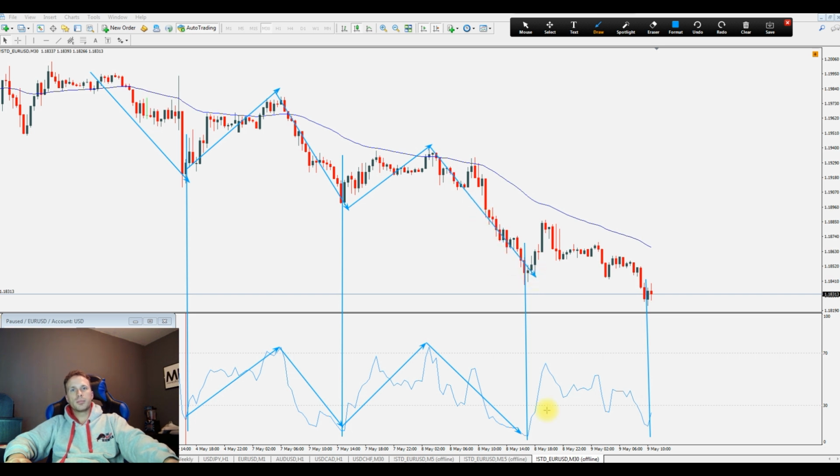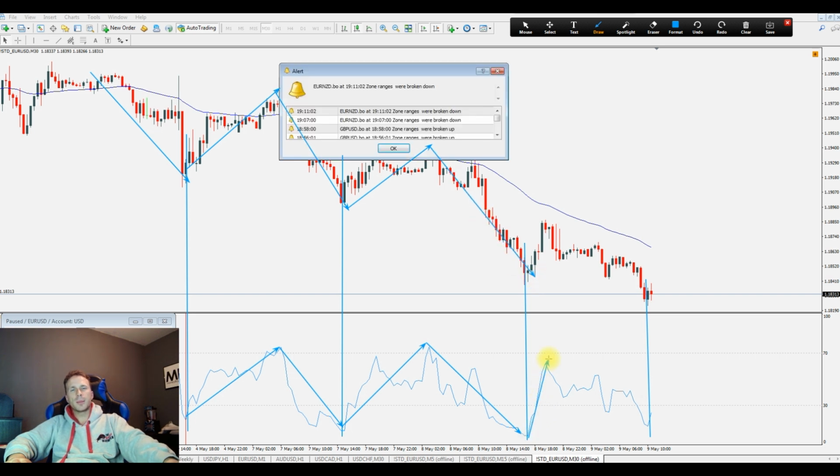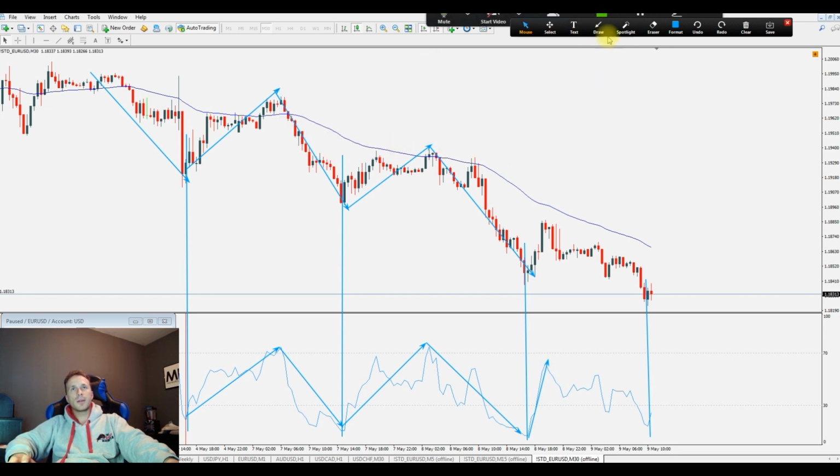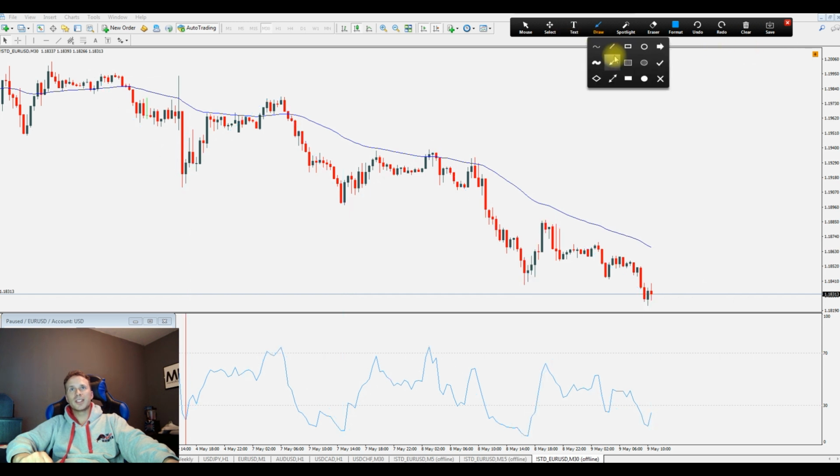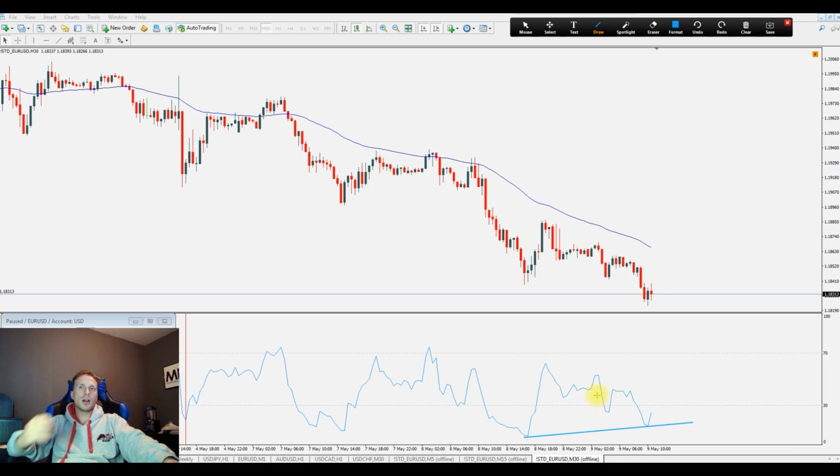Okay, price pulls back, RSI pulls back. Okay, price pulls back, creates a lower low. RSI doesn't. RSI creates a lower high. As you can see here, RSI has now created a lower high.